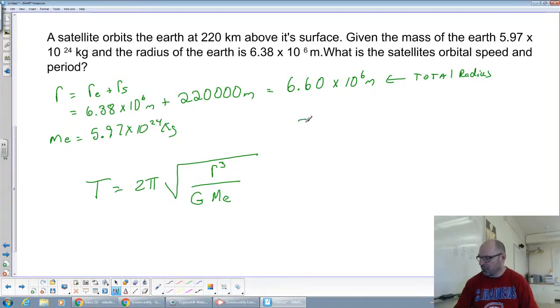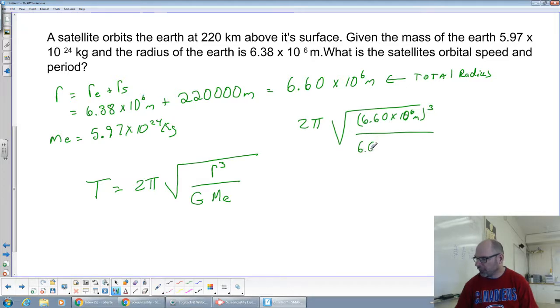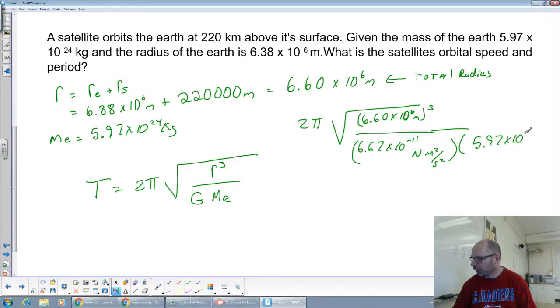So that would be 2 pi square root of the radius, 6.60 times 10 to the 6th meters cubed, over 6.67 times 10 to the negative 11, which is our constant, in Newton meters squared per kilogram squared, times the mass of the planet here, which was 5.97 times 10 to the 24 kilograms. Okay, so that's going to give us our period.